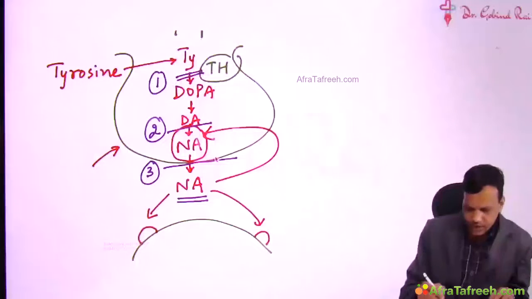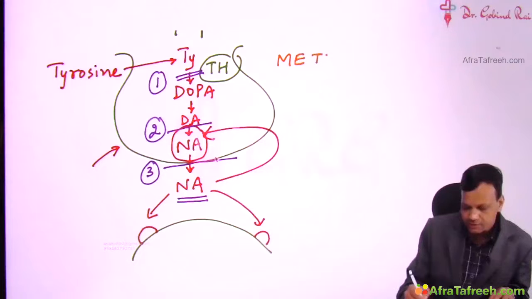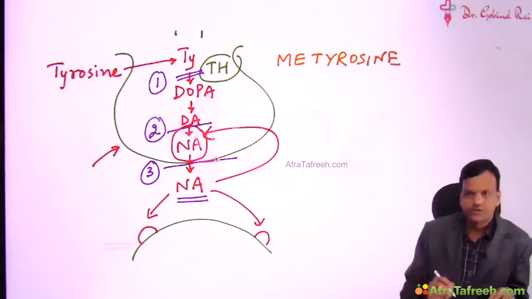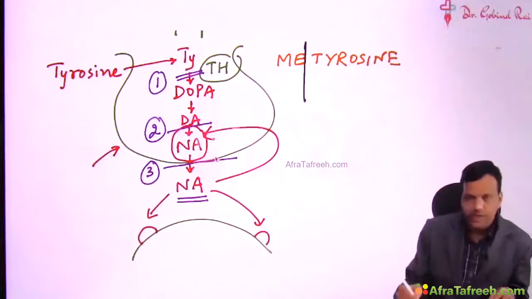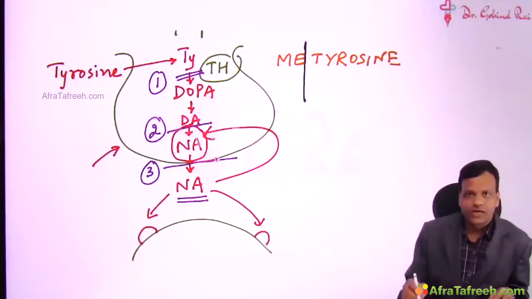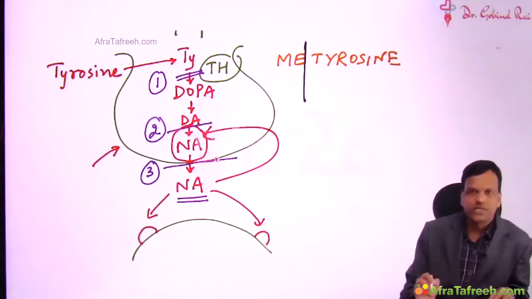The drug which inhibits the tyrosine hydroxylase enzyme is metyrosine. Again, from the name you can remember: metyrosine. The name says, I am tyrosine. So the enzyme gets confused about where to act, because the drug is saying I am tyrosine. In this confusion, the enzyme will stop working. So it is a competitive inhibitor of tyrosine hydroxylase.